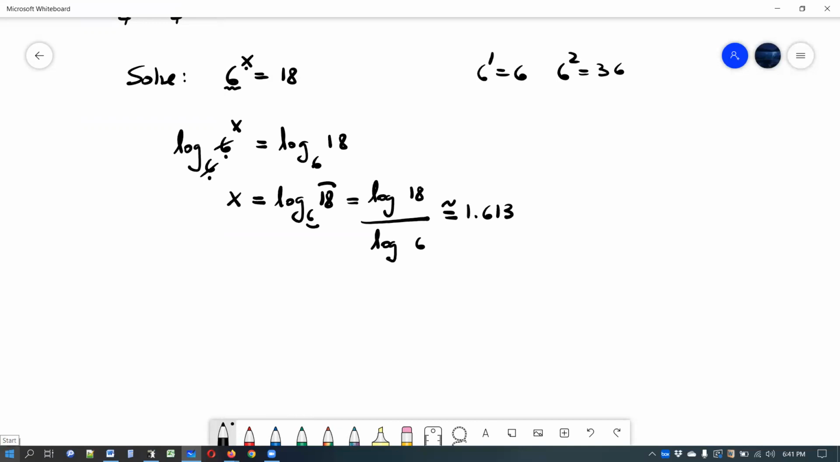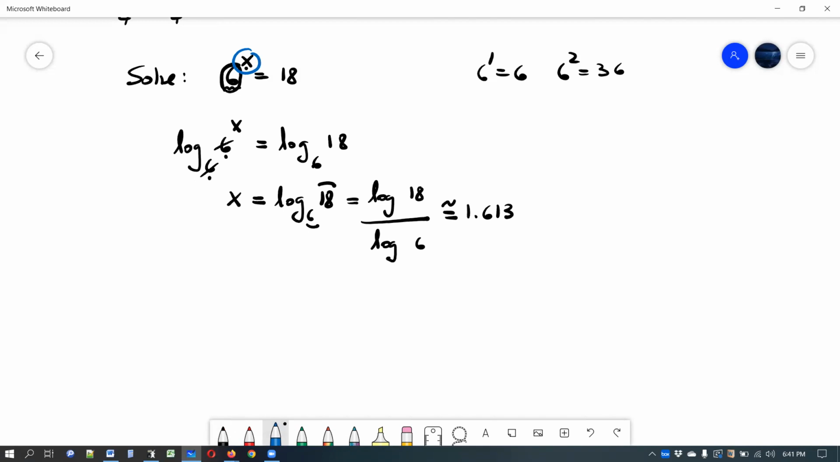So the bases are not the same. They cannot be made to be the same. So the second technique is you're going to take the log of both sides, as I did over here. And the log is going to be the log using the base of the number where your exponent is.